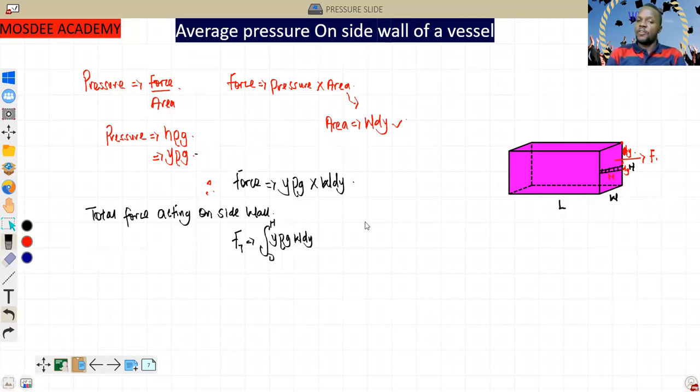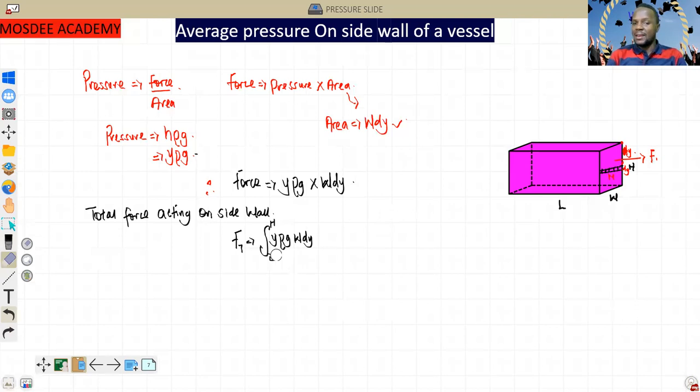Now let's integrate. From your knowledge of early classes, you know that if you integrate x, it will give you x squared divided by 2. You add 1 to the power, you divide by the new power. The same thing is what I'm going to use here. Let me clean that.